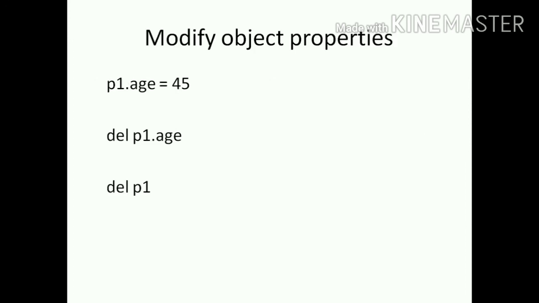You can modify object properties also. If I want to modify the age, I can just take the object dot the property and set it equal to whatever I want to modify the number to. Then I can delete that property using del, space, object name dot the property. Then I can delete the whole object as well, using del and then the object name.